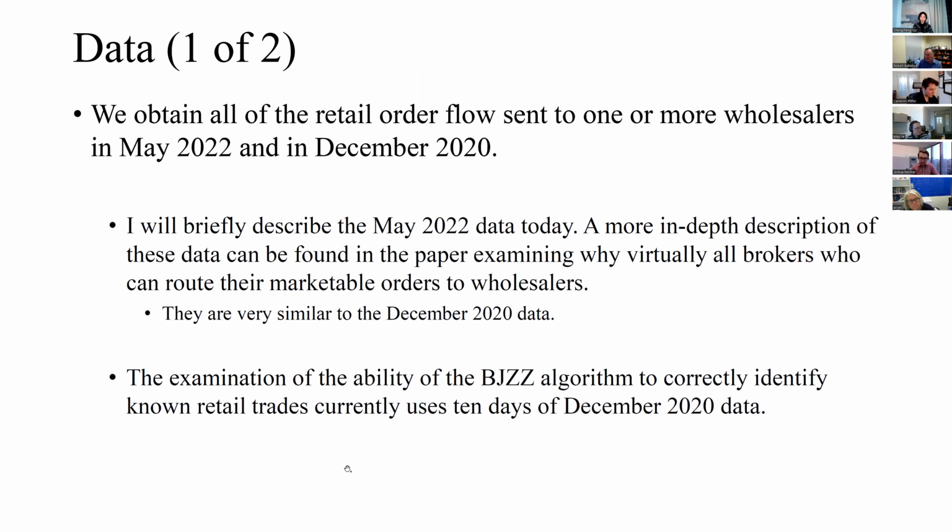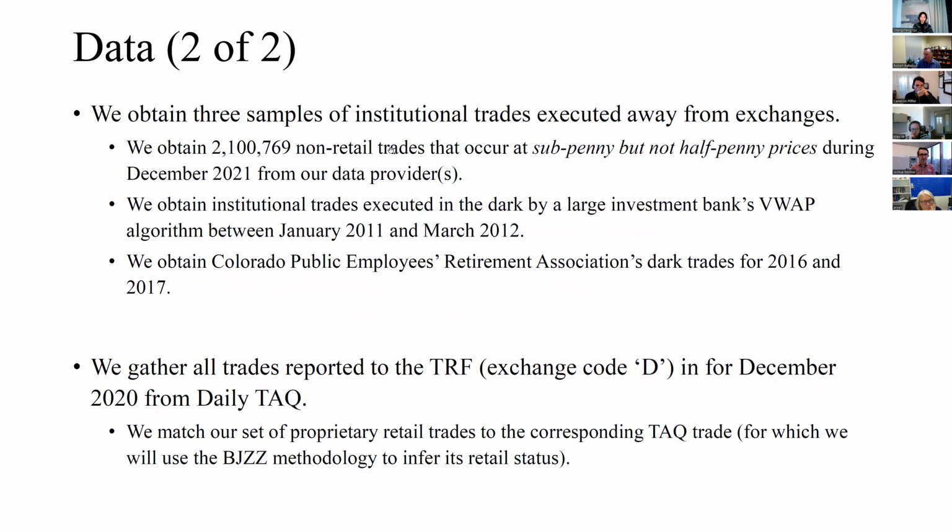So I described this a bit. We obtained all of the retail order flow sent to one or more wholesalers in both May and December. When we start to look at the ability of the Jones algorithm to correctly identify retail trades, we have to admit, a lot of us were teaching, not Bob, but the rest of us. So we just look at 10 days in December. We'll expand that out in January and February, but my guess is that'll hold.